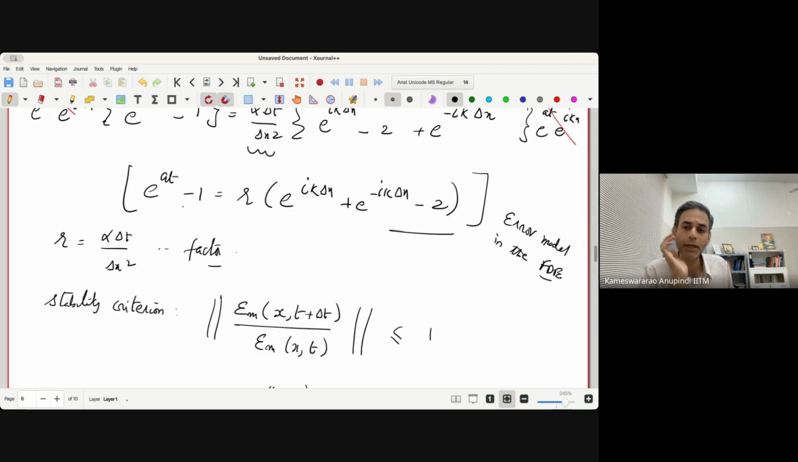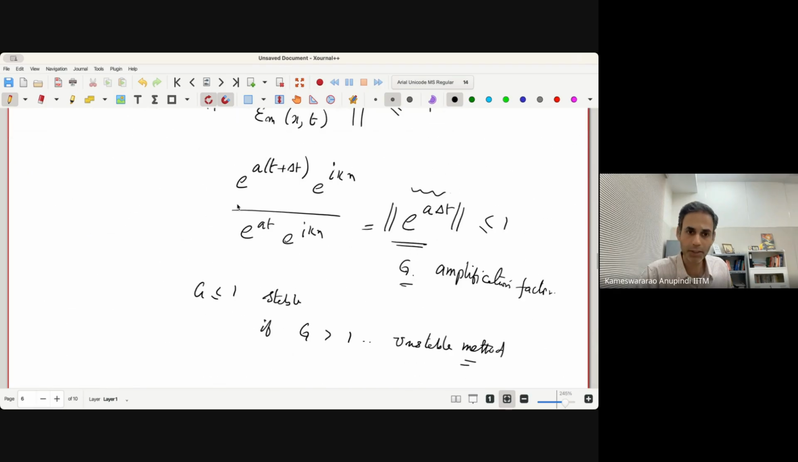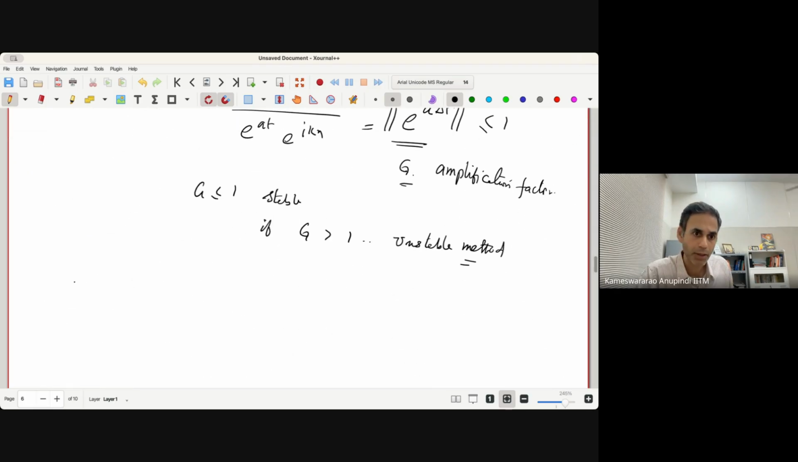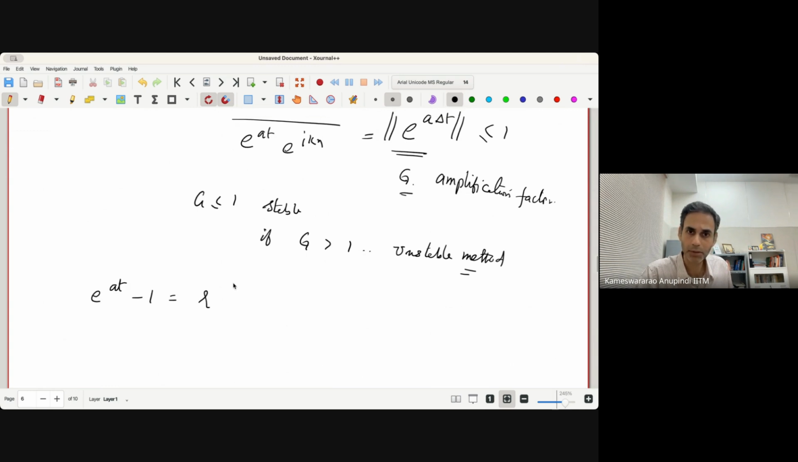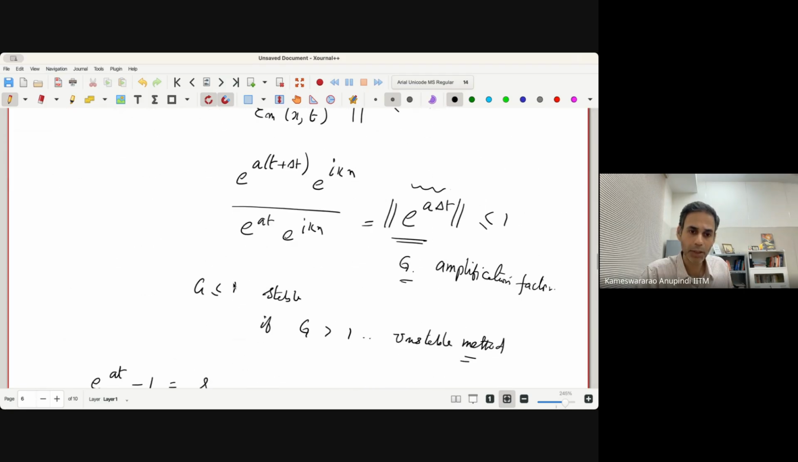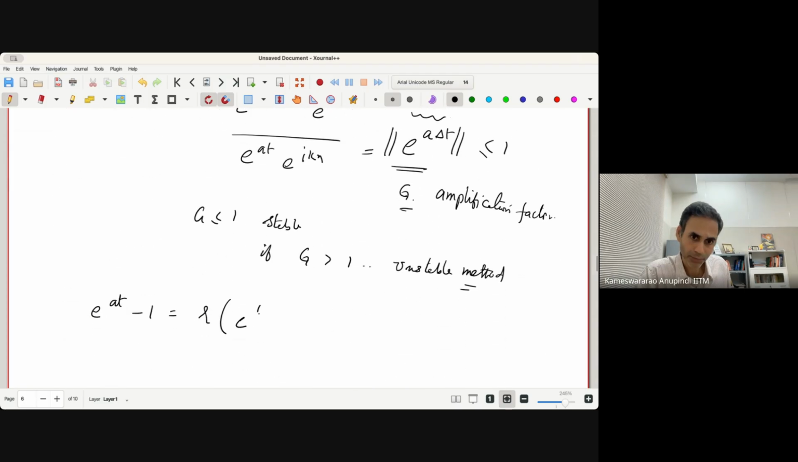So this is the error equation we obtained by substituting the error model in the finite difference equation. From here, I want to study how e to the power at behaves. For that, I need to simplify this. So let me write down this equation again. What we have is e to the power at minus 1 equals r times e to the power ikm delta x plus e to the power minus ik delta x minus 2.